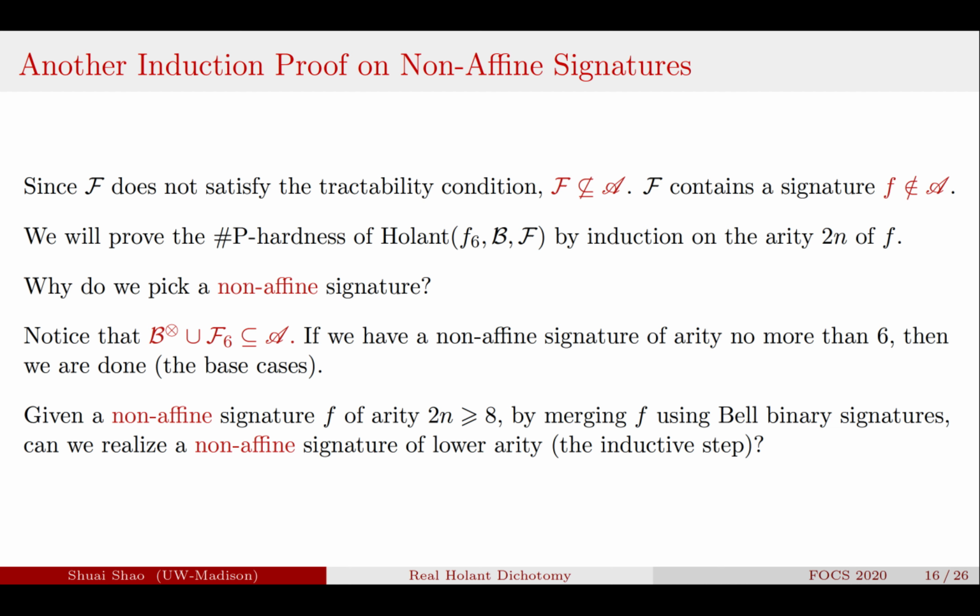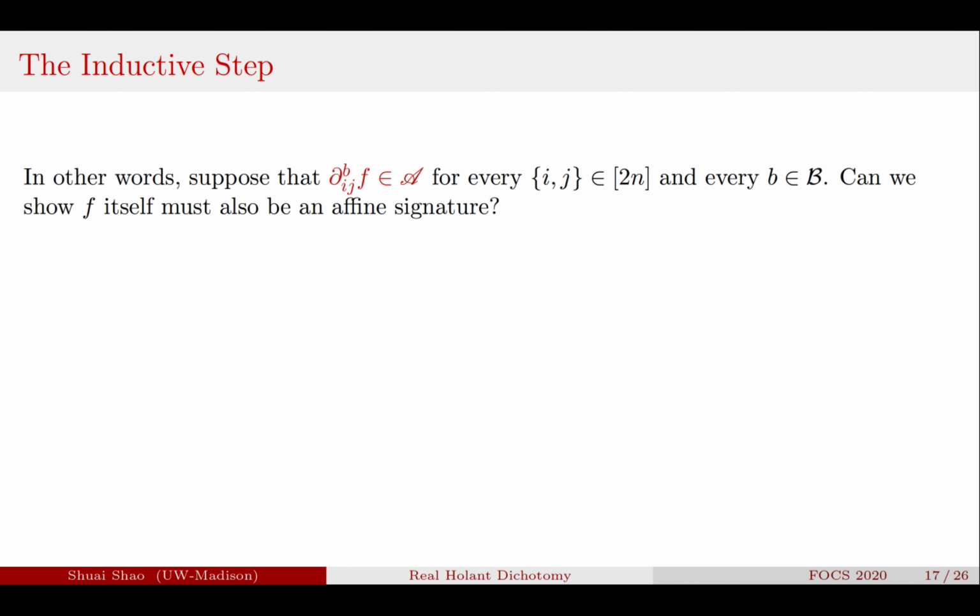Given a non-affine signature of arity at least 8, by merging this signature using all these biobinary signatures, can we realize a non-affine signature of lower arity? Well, if this could be done, then by a sequence of reductions, we would be able to realize a non-affine signature of arity no more than 6, and we would be done. In other words, suppose that by merging a signature f using arbitrary biobinary signatures, we can only get affine signatures. Then can we show that this signature itself must also be an affine signature?